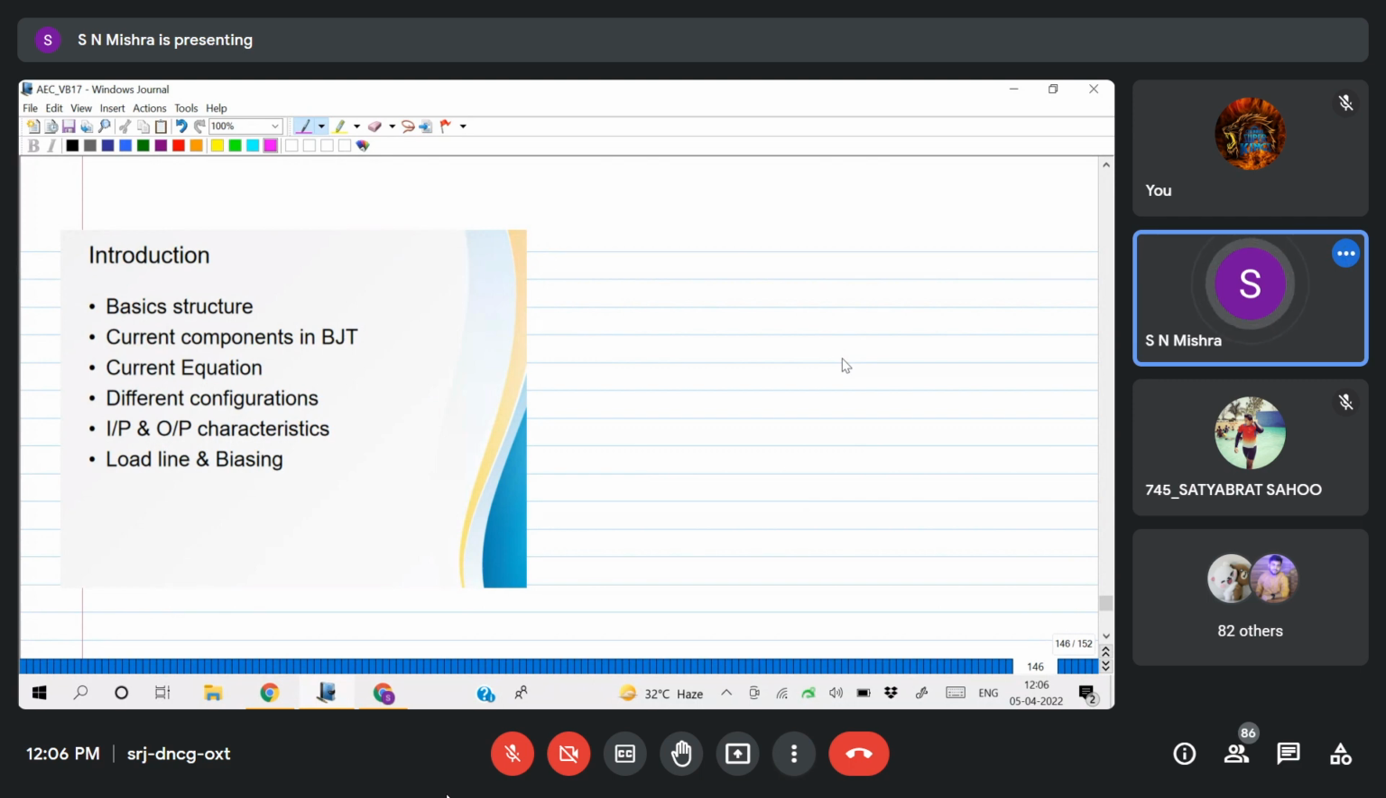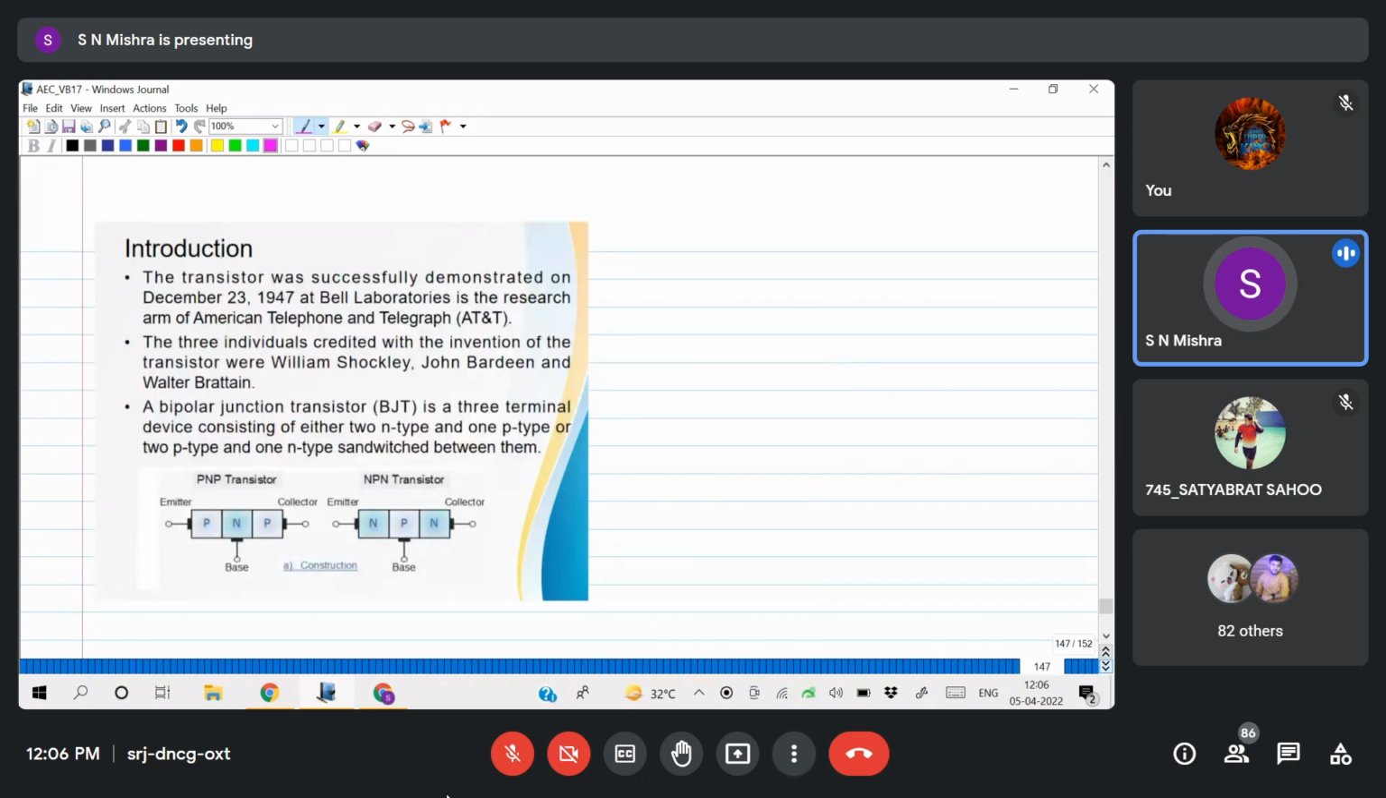So basically, a transistor is an electronic component consisting of three types of material, like PNP or NPN. Like already we have discussed the PN junction diode. That means we have taken one P-type material and one N-type material. Then we are getting a junction here. So this is called a PN junction diode.